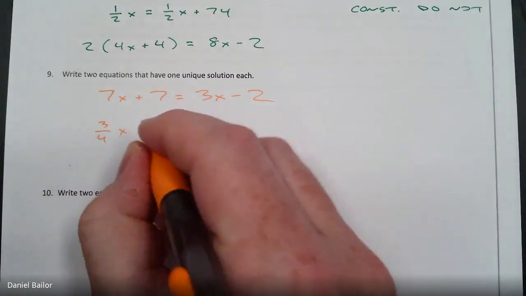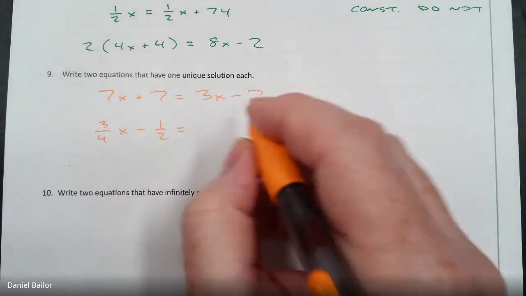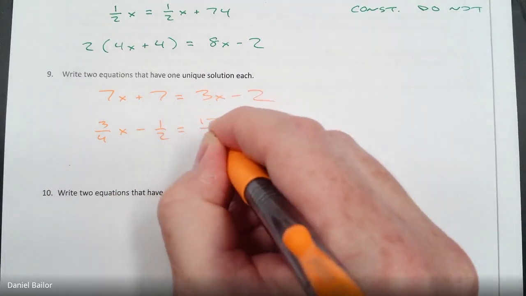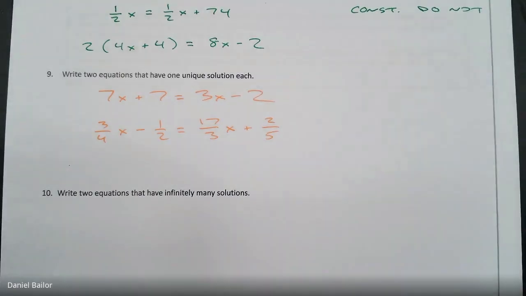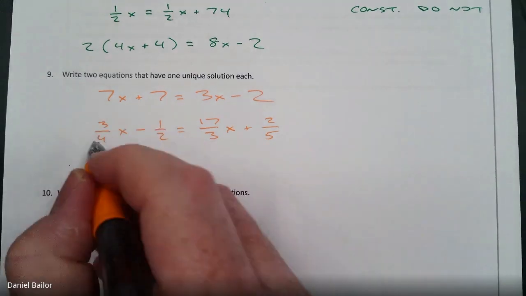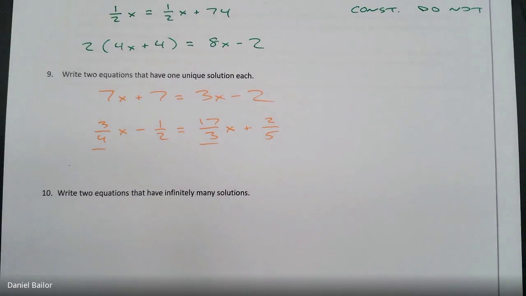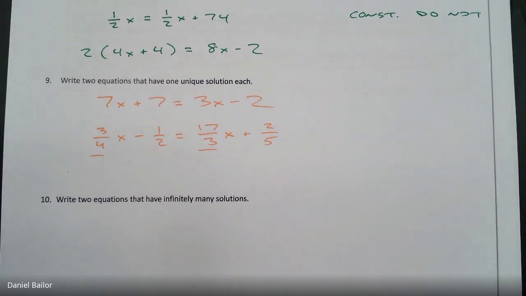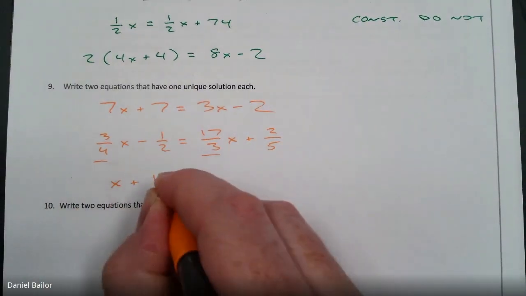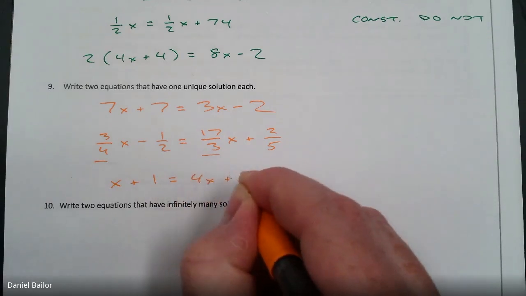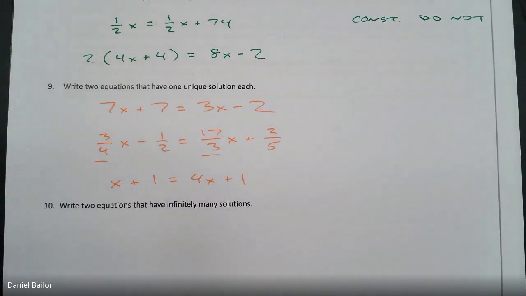3/4 x minus 1/2 equals 17/3 x plus 2/5. The coefficients do not match, so it is one unique solution. Coefficient is 3/4, coefficient 17/3, those are not the same, so it's one unique solution. Another example, you can do pretty much anything. You can do x plus 1 equals 4x plus 1. Now there is only one unique solution that will work for this.